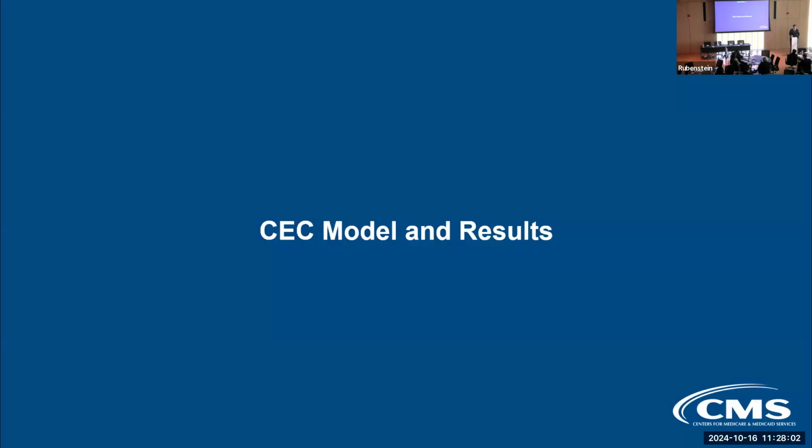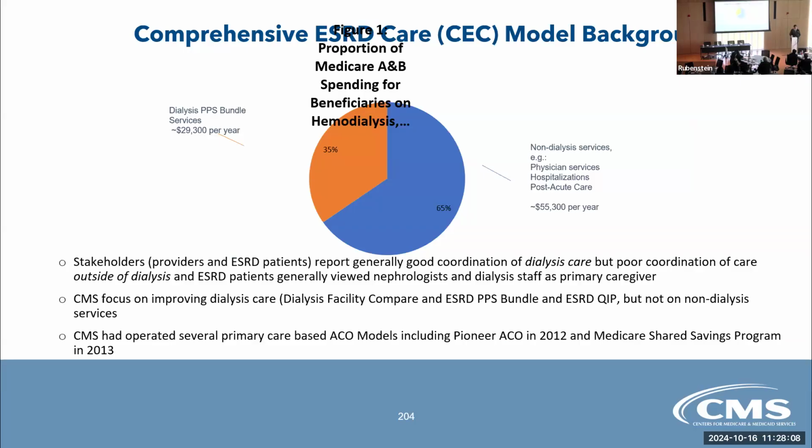So I want to first start with the CEC model, the Comprehensive ESRD Care Model. CMMI started in 2010, and this was our first major model related to ESRD patients. And the idea behind this was looking at overall Medicare A and B spending for hemodialysis.